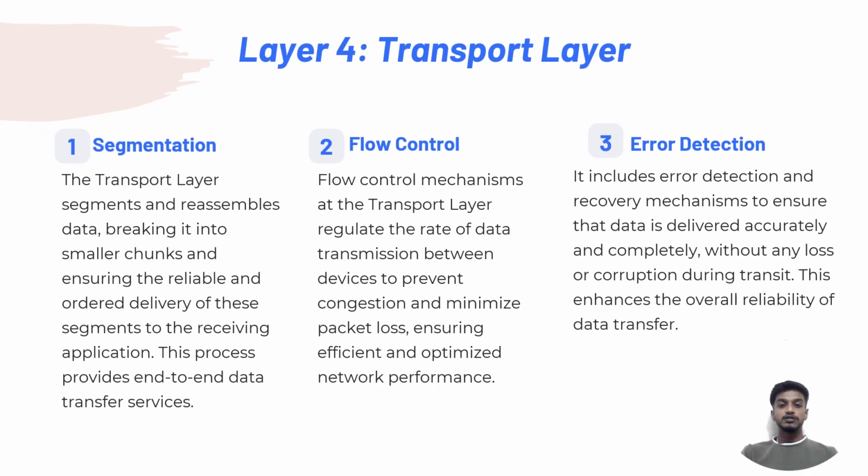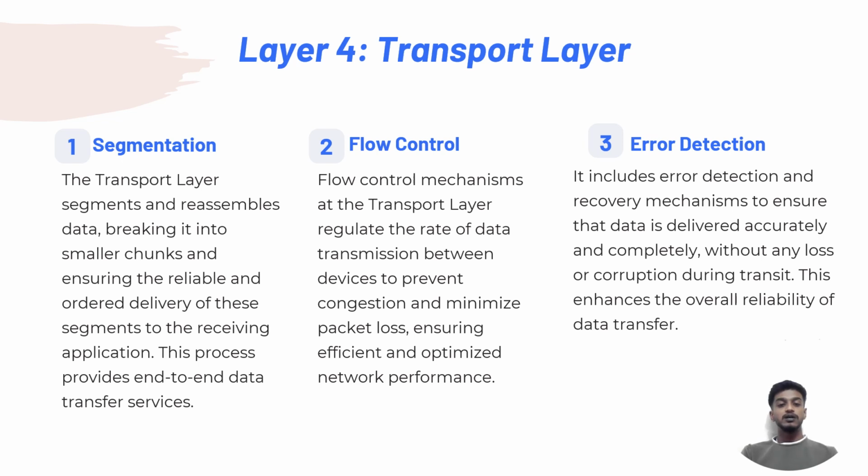And next we are going to discuss layer 4, that is the transport layer. The transport layer performs three functions: segmentation, flow control, and error detection. Segmentation. The transport layer segments and reassembles the data, breaking it into smaller chunks and ensuring reliable and ordered delivery of those segments to the receiving application.